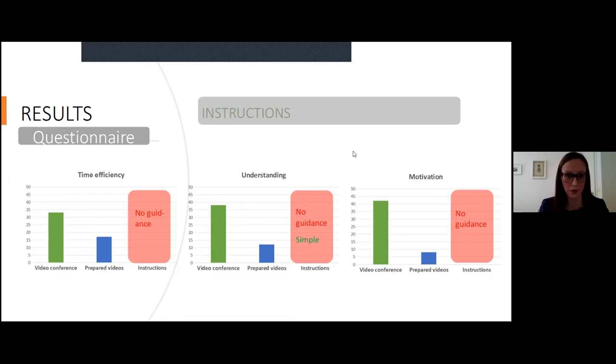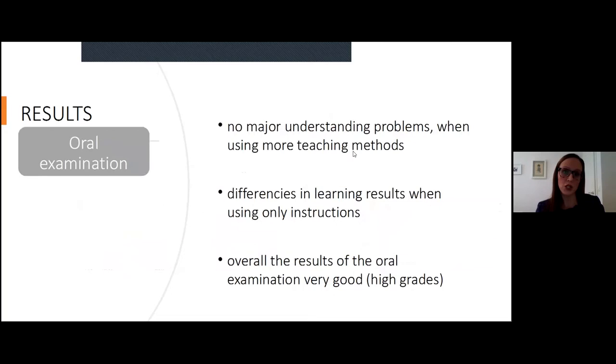And the results of the oral examination: as I had the oral examination, I saw that no major understanding problems occurred when using more teaching methods. Especially when I was using video conferences and pre-prepared videos, there were no bigger problems. But differences in learning results occurred when using only instructions. So overall, the results of the oral examination were very good and the grades were very high.